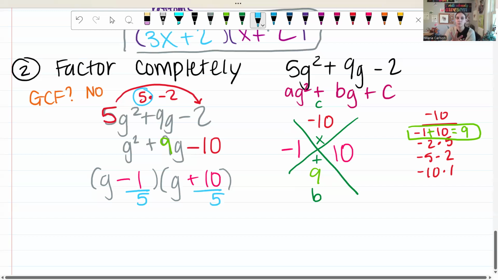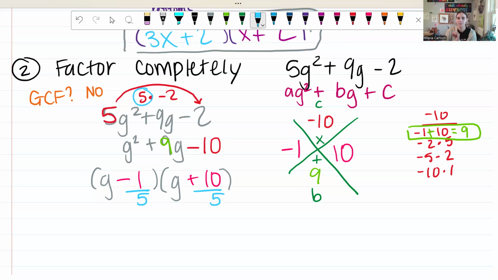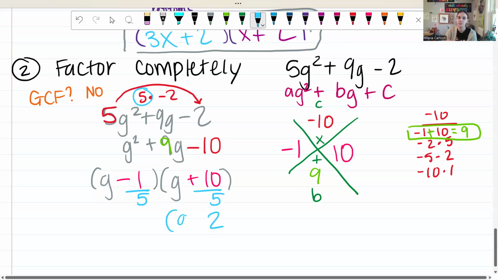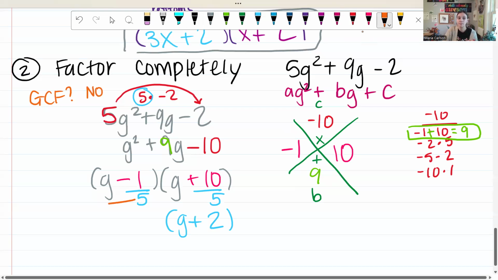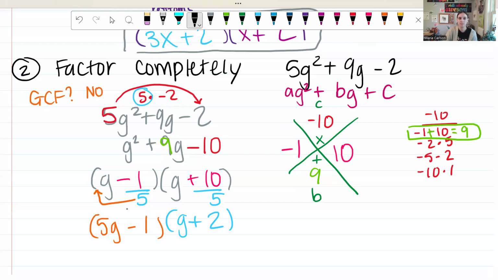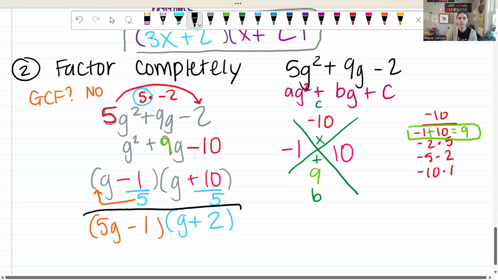And the second one is the one that will simplify a little bit nicer, right? 10 divided by 5 is 2. So I have g plus 2 times. The second one we can't simplify as nicely, so I need to use that bottoms up method. And I will really write this as 5g minus 1. So here our factored form of this would be 5g minus 1 times g plus 2.